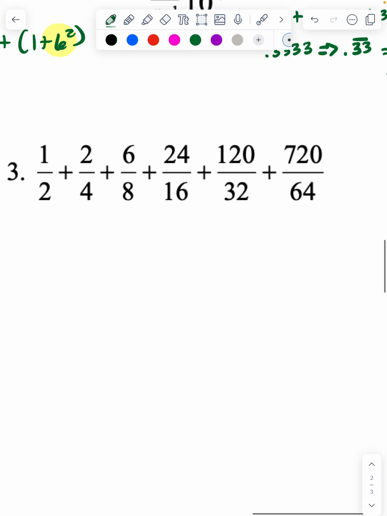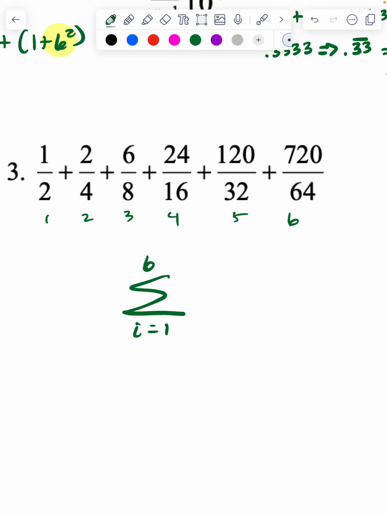All right, so let's get a rule. This one's kind of tricky also. Here I can see that I have 1, 2, 3, 4, 5, 6 terms. So I know that I'm starting by plugging in 1 and I'm ending with a 6. But I've got to get a rule. Start to look for the same things. Like the last one was 2, 4, 8, blah, blah, blah, and that was powers of 2.